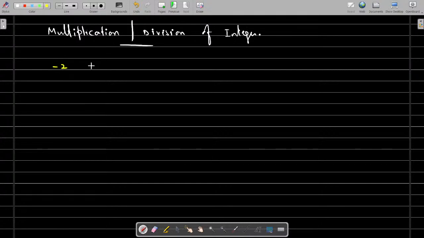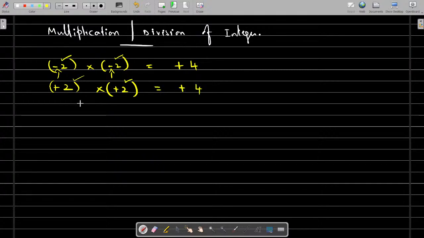Minus 2 into minus 2. What's the value? Please make it faster. You have 2, you have 2. 2 into 2 is 4. It's a negative sign here and a negative sign here, which means it becomes positive. I take 2 into 2, which means here is positive 2 and here is positive 2. 2 into 2 is 4. Both the signs are positive, so positive.